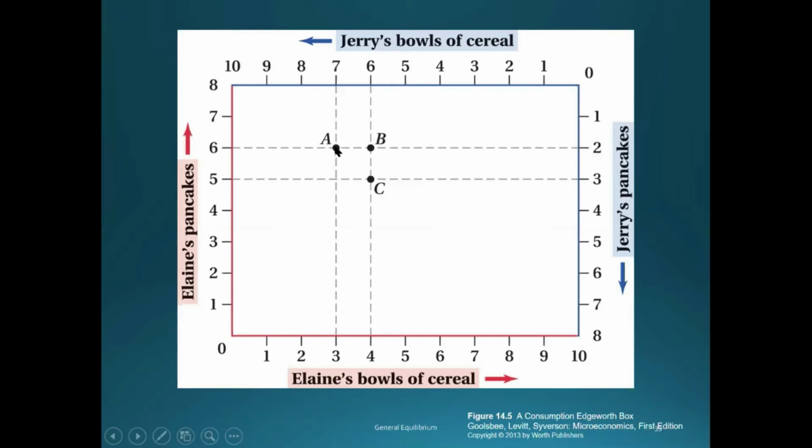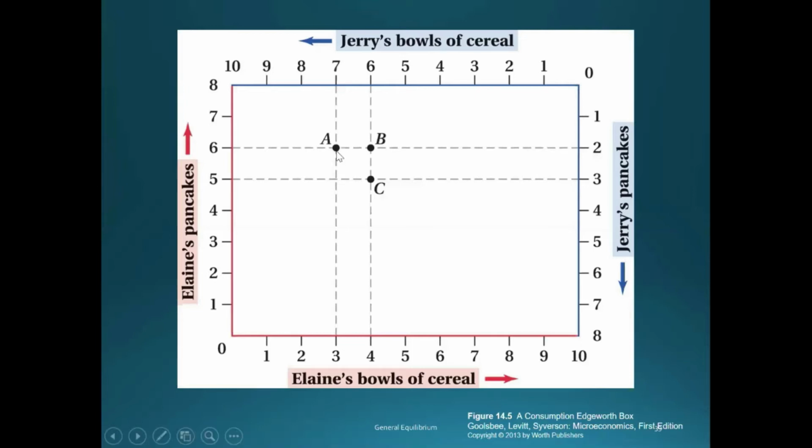We might also want to know how many of each of those goods are allocated to Jerry at this allocation A. To figure out how many of each good Jerry gets, we're going to trace this point out to the other axis. If you go up to this top horizontal axis, that tells us how many bowls of cereal Jerry is getting with allocation A. Okay, so a given point just tells us how we're allocating these goods in existence across these two individuals.